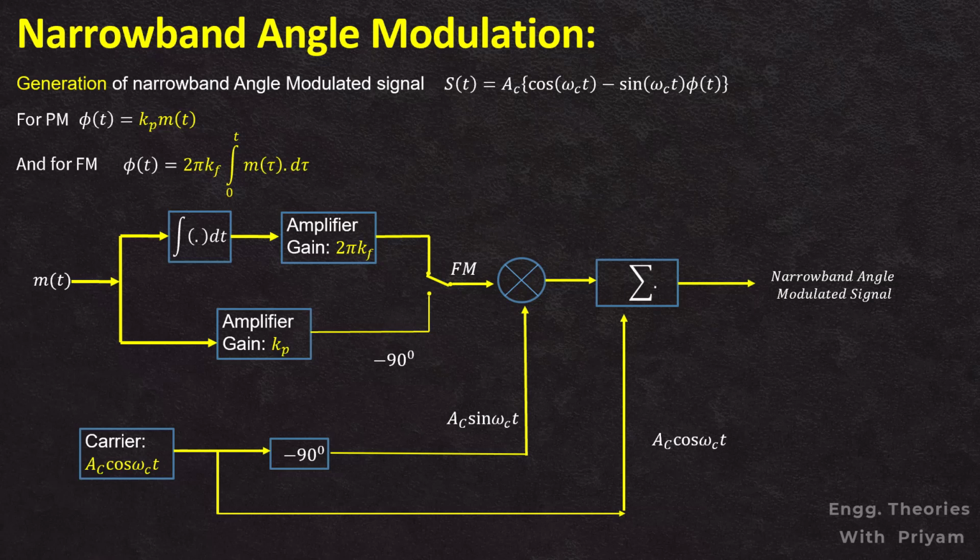The resulting narrowband phase modulated signal s(t) is equal to Ac cos omega ct plus Ac phi(t) sin omega ct. This process is foundational for generating the narrowband phase modulated signal and is often used in applications like the Armstrong method for wideband frequency modulated signal generation.